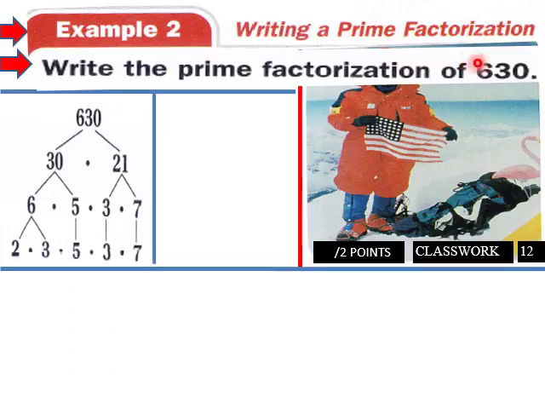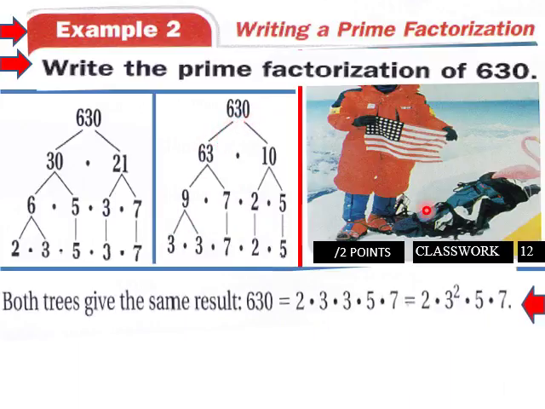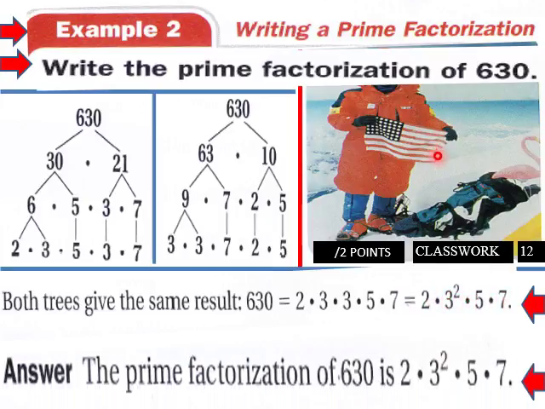Write the prime factorization of 630. So here in review are the two trees that we did for 630. Both trees came up with this: 2 times 3 squared times 5 times 7. And then this would be your prime factorization. This diagram shows what you're doing.